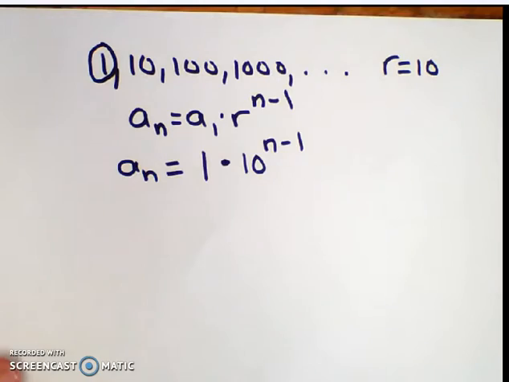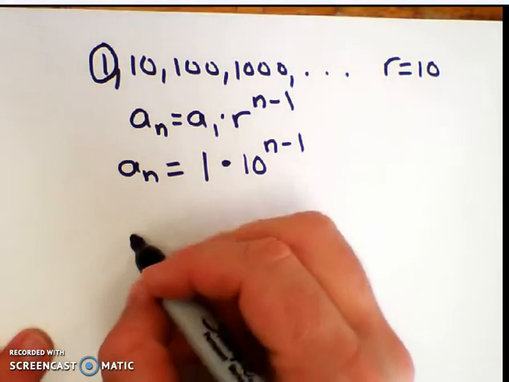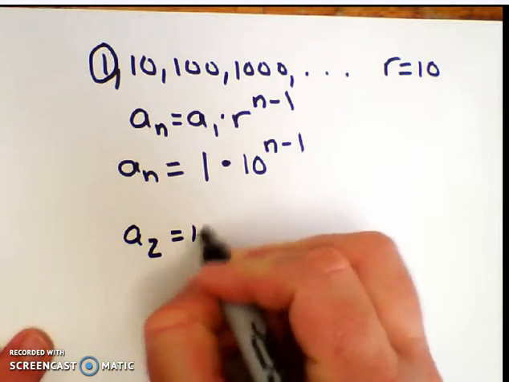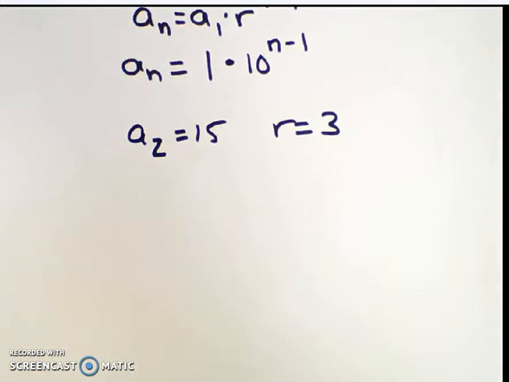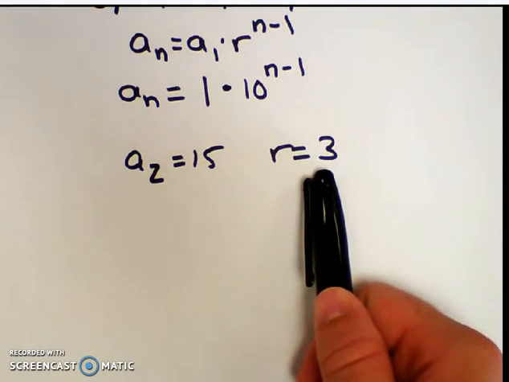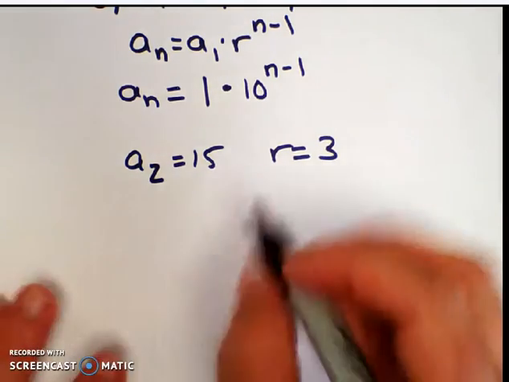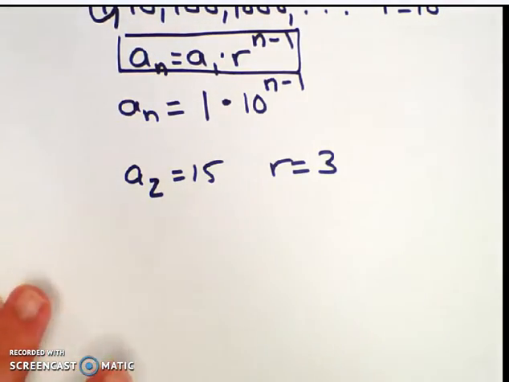Alright, then the next one I could give you may look like this. It may say a sub 2 is 15, and the ratio is 3. And to write a rule. Okay? Same thing. You have to know what your first term is, and then you have to know what the ratio is. We know the ratio. We don't know the first term. So we're going to use that formula right here to get our a sub 1.